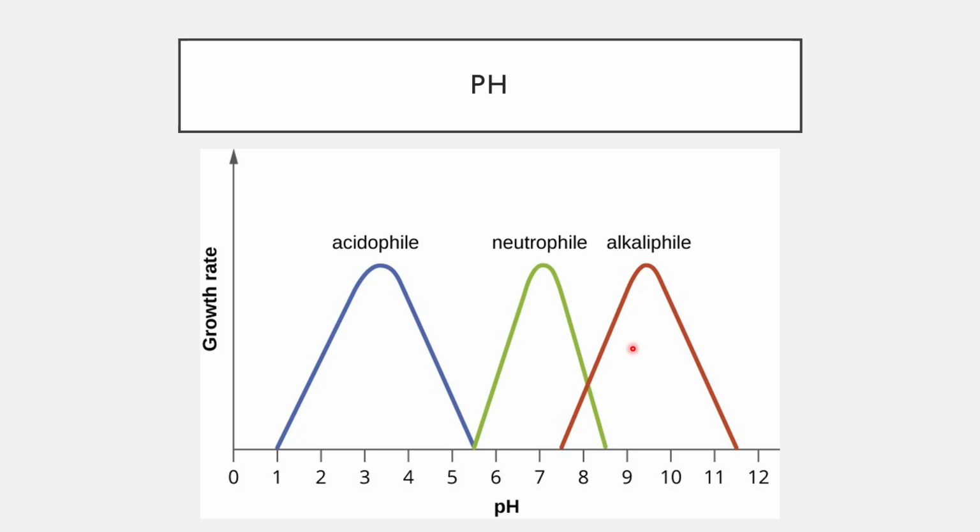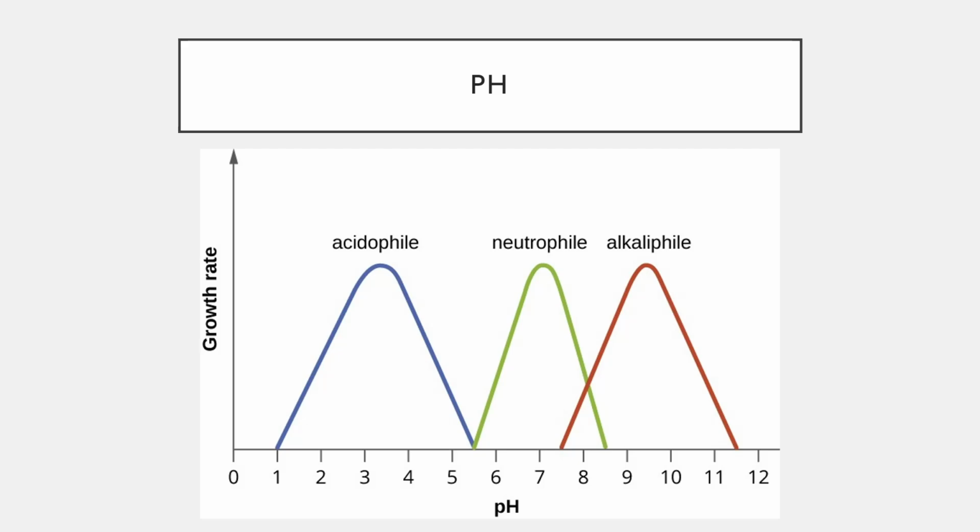Now, we almost never find organisms that prefer a basic pH in the human body. We usually find neutrophiles and acidophiles. For example, we might find neutrophiles in your saliva, which has a pH just below 7, and we might find acidophiles in the stomach and the gut, which has a very low pH, or for example in the vaginal canal, which also has a low pH.